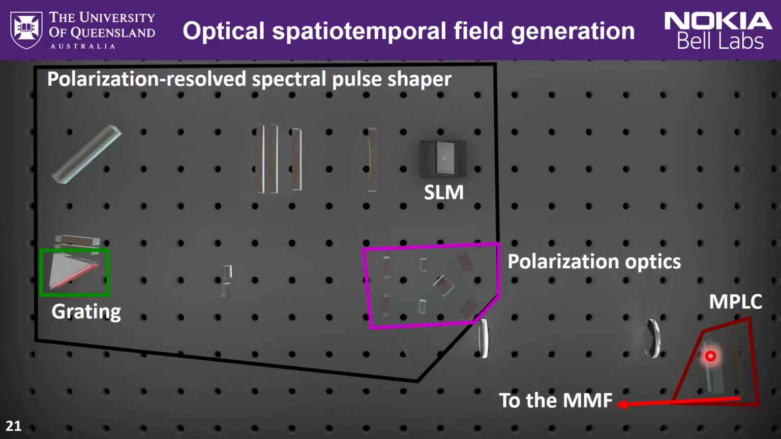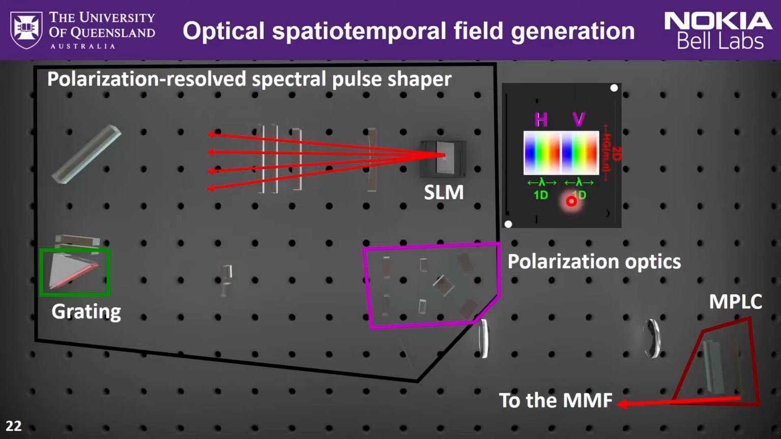The SLM of the spectral pulse shaper is doing the hard work here, with complex holograms steering independently in both the x-axis for spectral shaping and the y-axis for spatial shaping, for both polarization states on each side of the SLM. The 1D y-axis of the SLM is then turned into a 2D spatial beam by means of the MPLC.